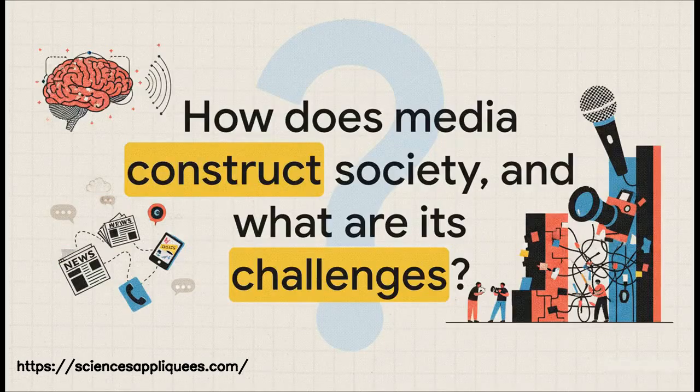So this is our core question for today. First, we're going to look at the theory, the incredible power the media has to literally construct our social reality. But then we're going to put that up against the real world, the practical challenges that journalists are dealing with every single day. It's theory versus reality.